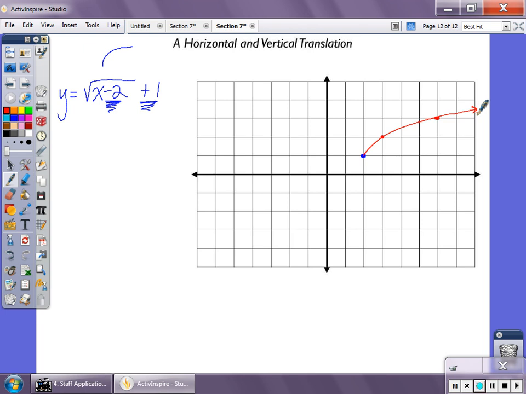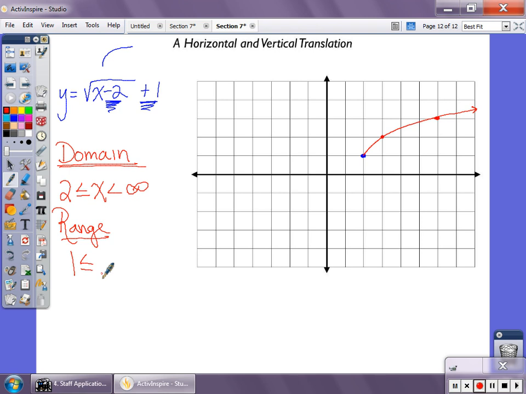Now with square root, both the domain and the range are affected in this case because we have both a horizontal and a vertical translation. So the domain, remember, it's left to right. Well, since we shifted 2 units to the right, it starts at 2. It never stops going to the right, and so that's infinity. For the range, well, since we shifted up 1 unit, the bottommost point is 1, and then it never stops going up to infinity.